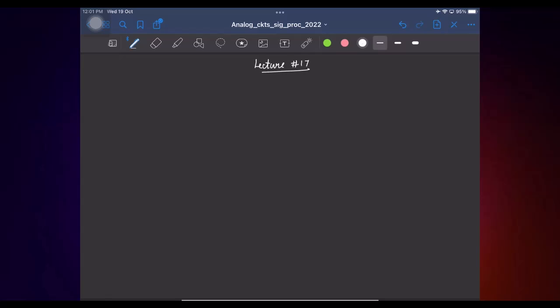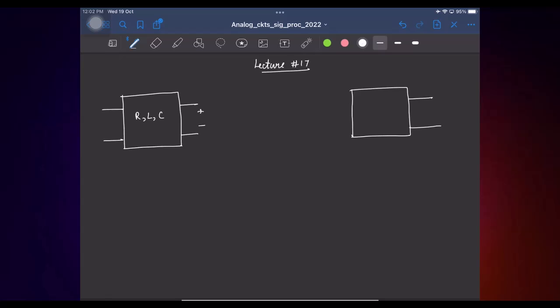In the last class, we looked at the idea of reciprocity and inter-reciprocity. So we saw that if you have a linear network consisting only of R, L and C, you can apply an excitation here and measure the response at the other port, and the same response can be obtained by applying the excitation on the second port and measuring the response at the first port.